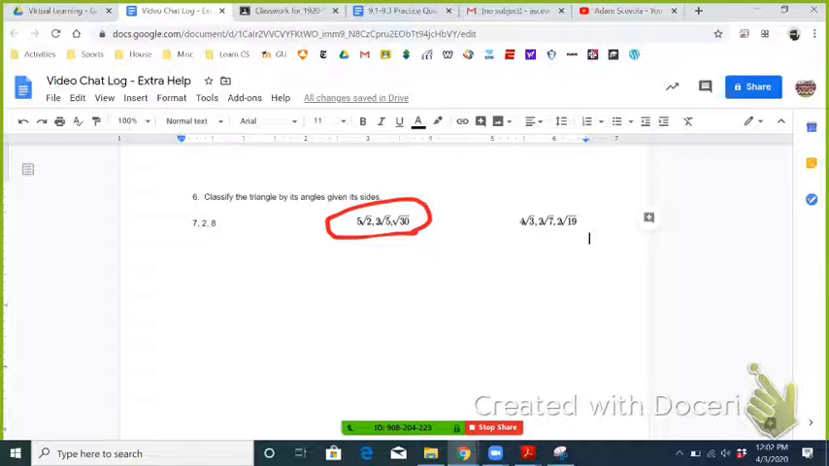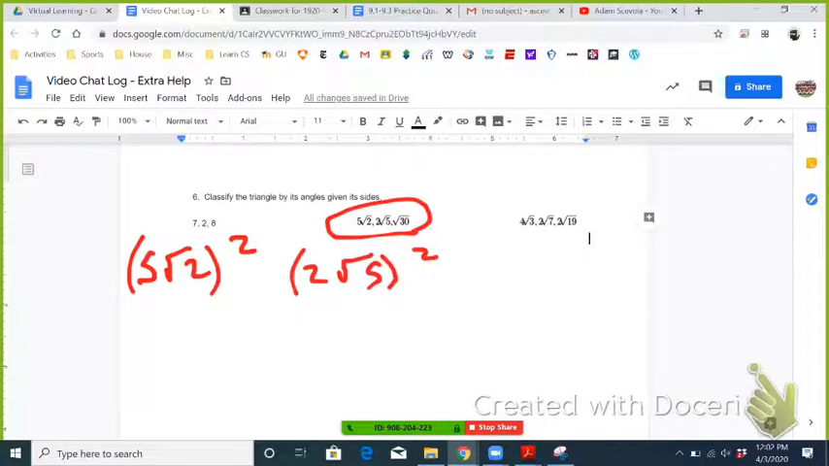You can use a calculator, but the easiest way to do it without a calculator is to square them all first. So when I'm given 3 sides of a triangle like this, and they're in radical form, I'm going to square them all. And then after I square them all, the biggest side should still be the biggest side. So I'll show you what I mean.